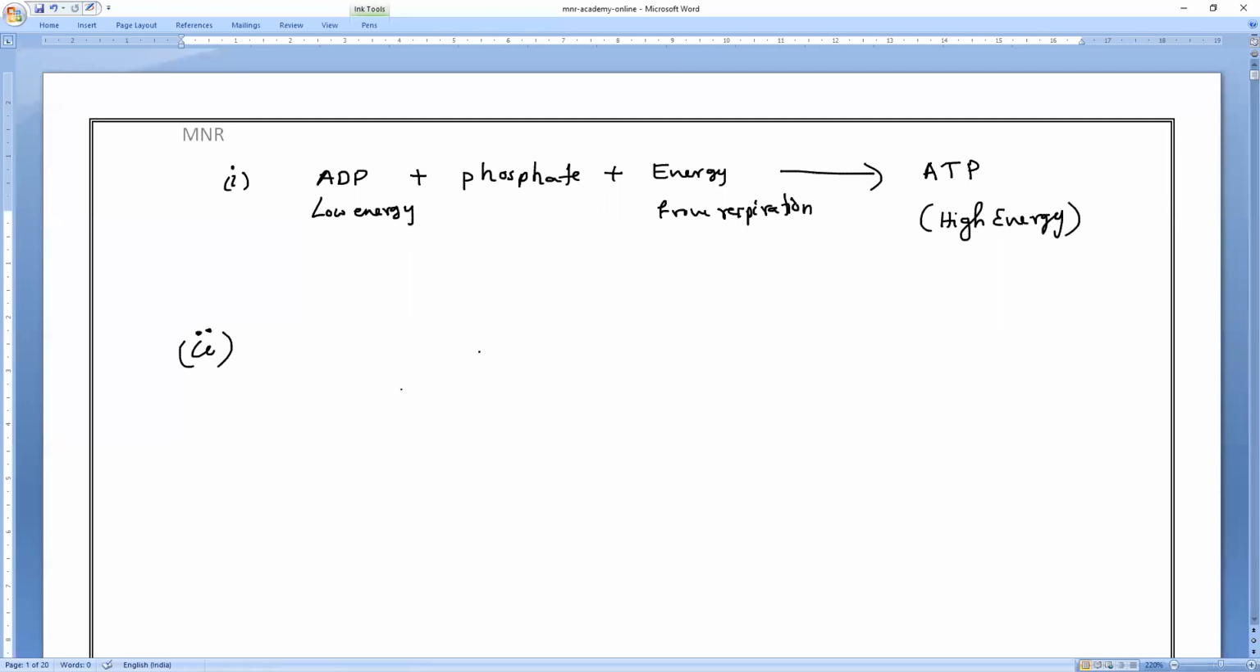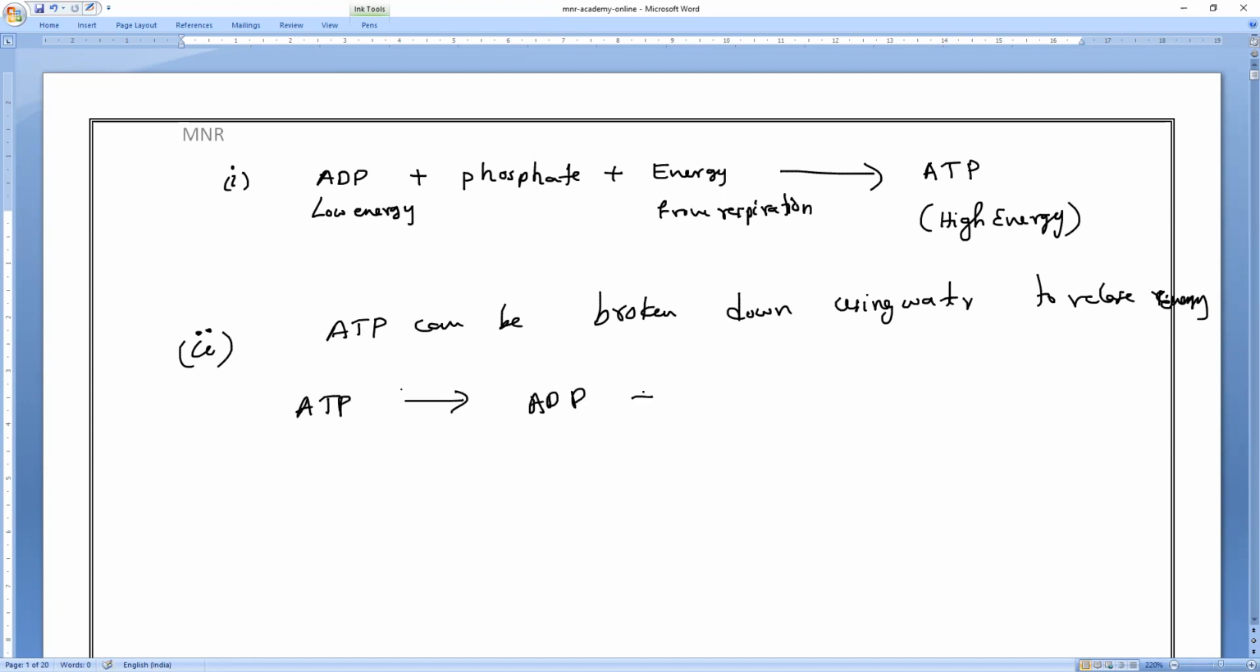Whenever our body needs energy, this ATP will be used. Whenever our cells need energy, the ATP can be broken down using water to release the energy. The reverse process is carried out. So ATP again turns into ADP plus phosphate plus energy. That energy is used in cells.